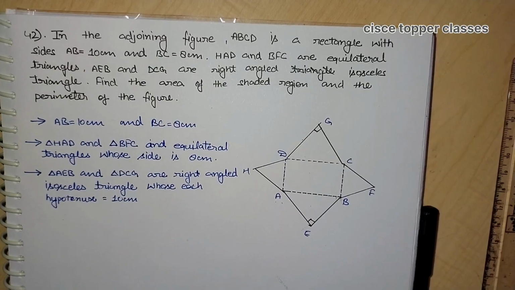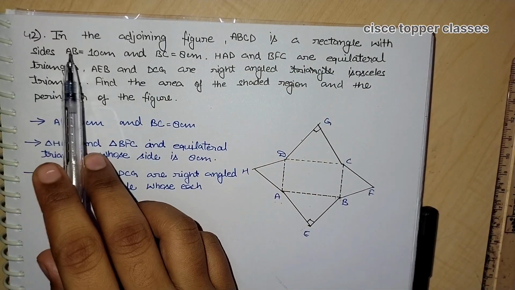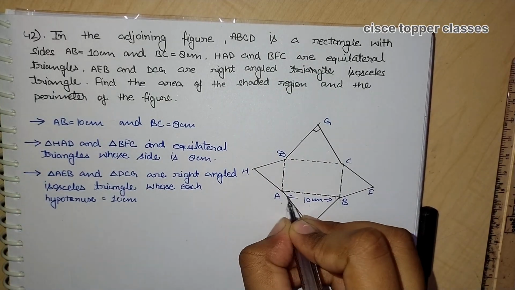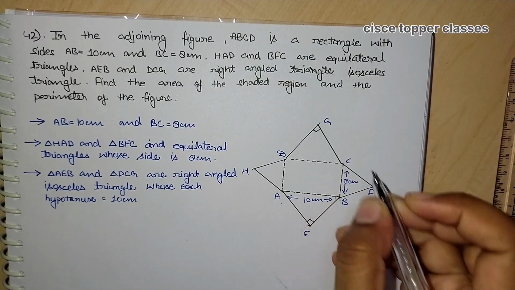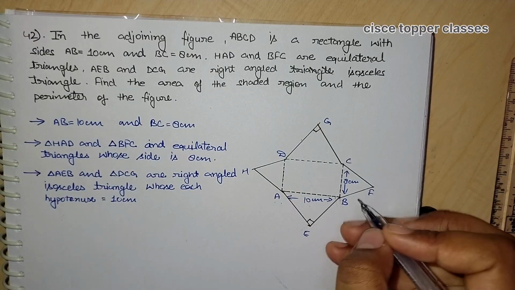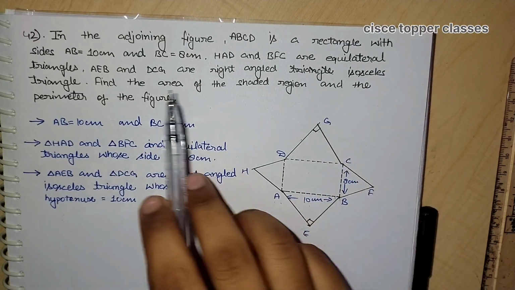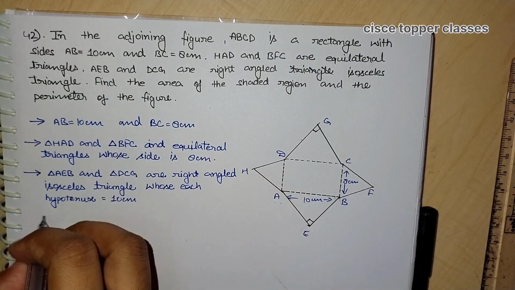Let us solve question 42. In the adjoining figure, ABCD is a rectangle with side AB as 10, so this is 10 centimeter, and BC is 8 centimeter. HAD and BFC are equilateral triangles. AEB and DCG are right-angled isosceles triangles. Find the area of the shaded region and the perimeter of the figure.